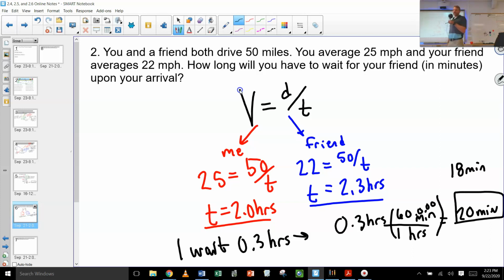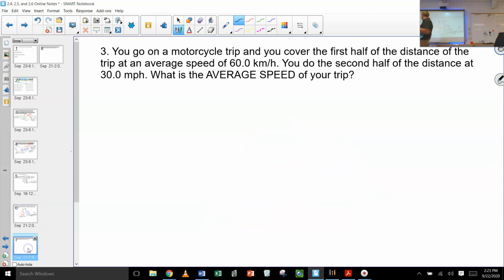Let's get a little bit more complicated. You go on a motorcycle trip. You cover the first half of the distance at a speed of 60, and you do the second half at 30, and what's your average? Let me tell you something. The average is not going to be 45. It is not going to be that.